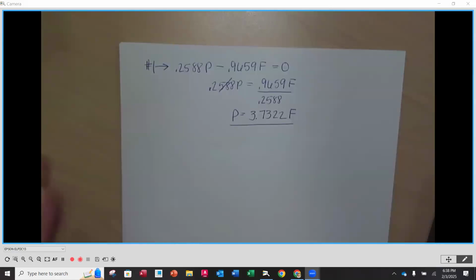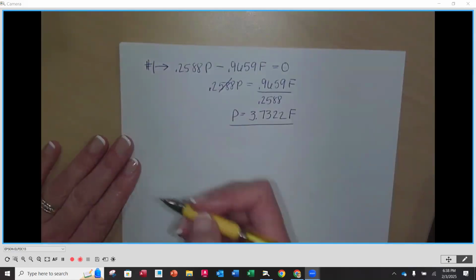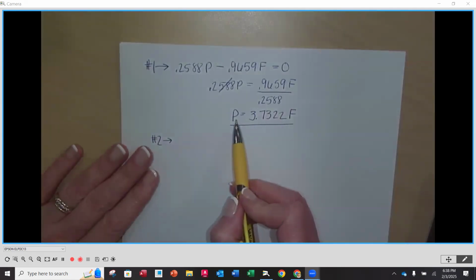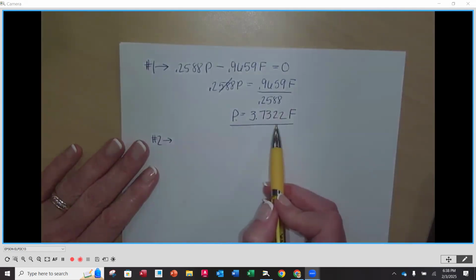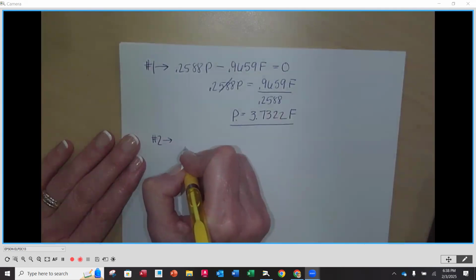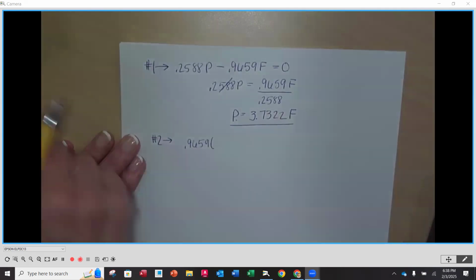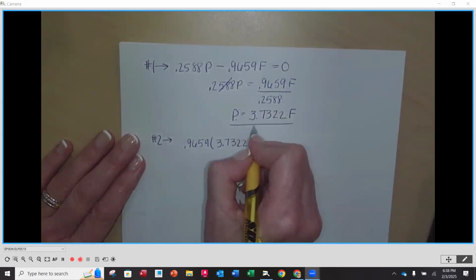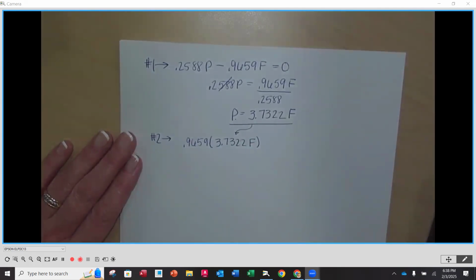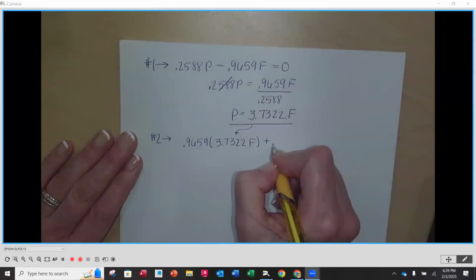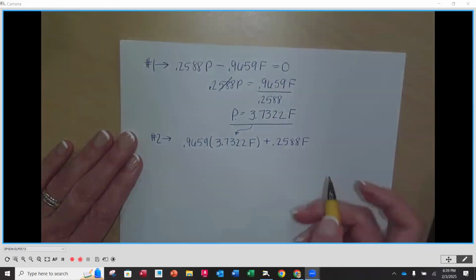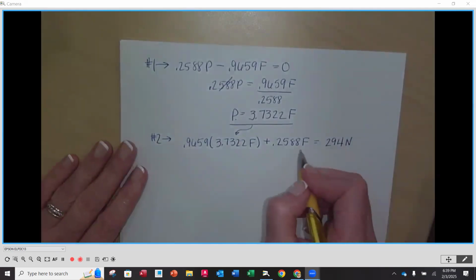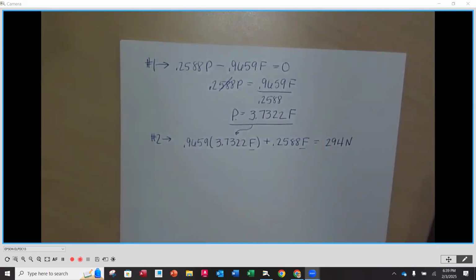And then now we're going to substitute. We're going to go to equation number 2. Anywhere I see a P, instead of writing P, I'm going to write 3.7322F. So right away, I've got a 0.9659. Here's a P, so I'm going to put 3.7322F right there, because that was what P was in the previous number 2. Plus 0.2588F is equal to 294. N is just newtons, it's not a variable. So I've got F as my only unknown now in this problem.